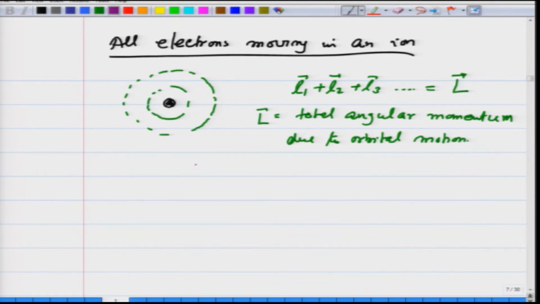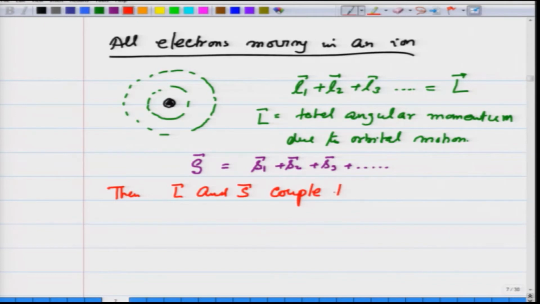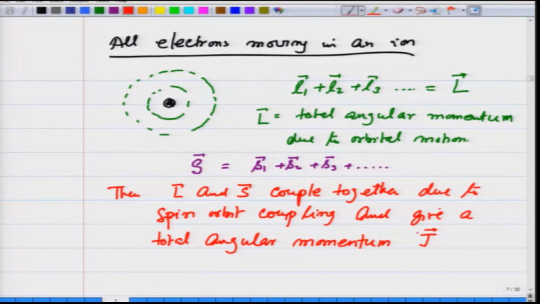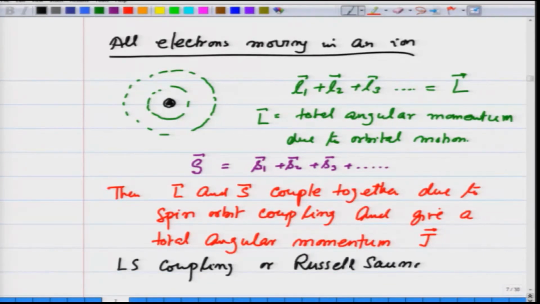Similarly, all the spins are going to add up, S1 plus S2 plus S3 and so on, and then L and S couple together due to spin orbit coupling and give a total angular momentum J. This is known as LS coupling or Russell-Saunders coupling.